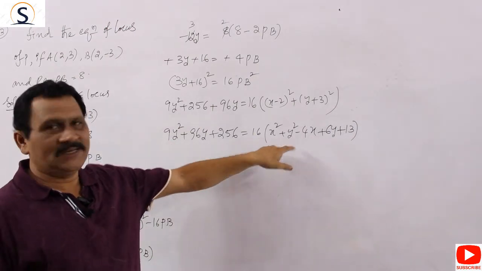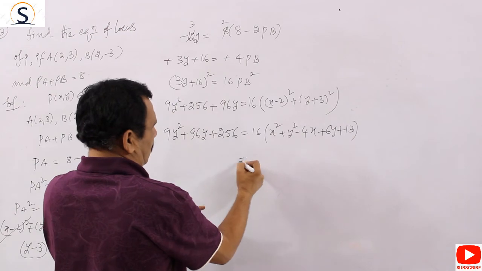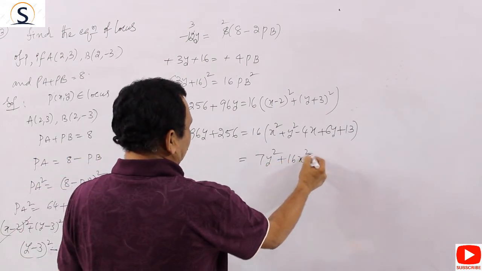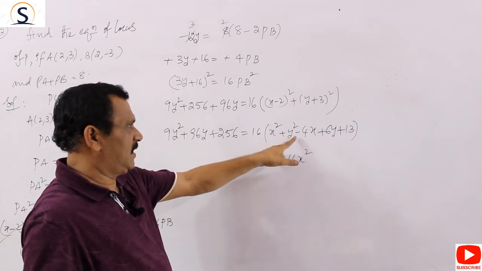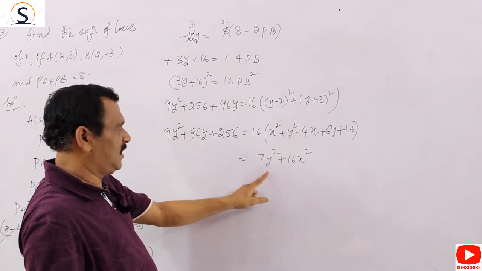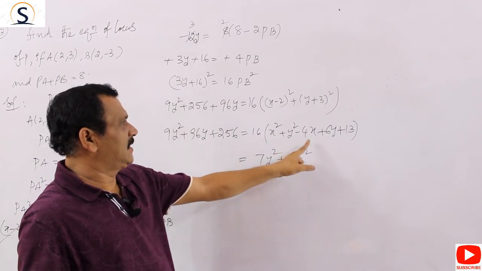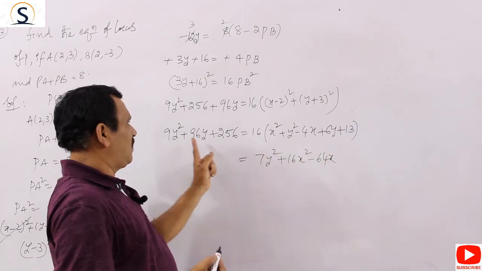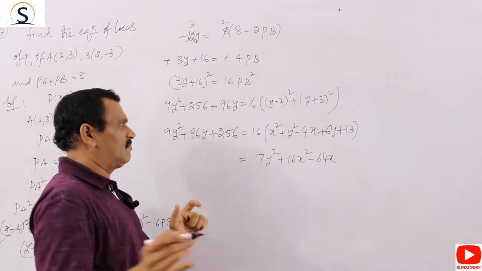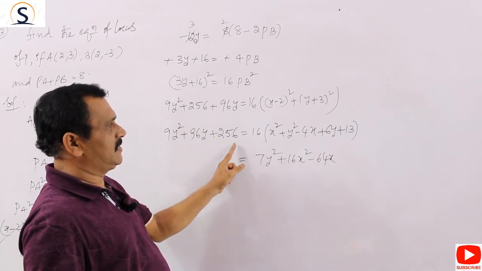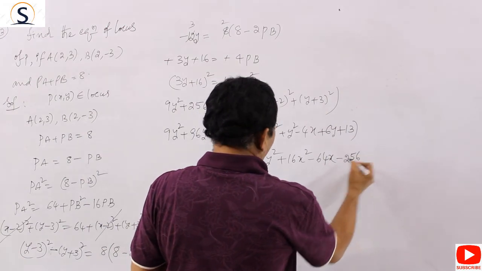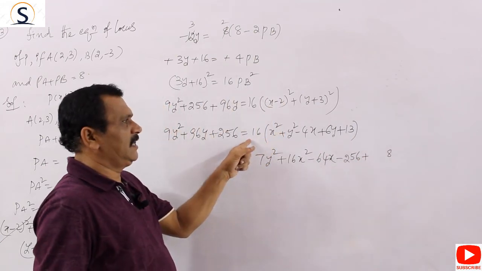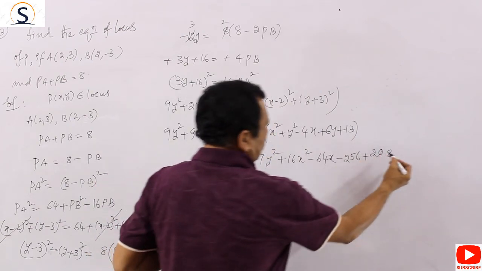So 9y square minus 16y square, or 16y square minus 9y square, is 7y square, plus 16x square. Here there are two y square terms, I made it one single. Next 16x square. After that x terms, 64x, 16 4s. 96y minus 96y, both are cancelled. There is no y term. Next constants: here is 256 minus 256, 13 into 16: 13 6s are 78, 13 7s 20, 208. This is equal to 0.